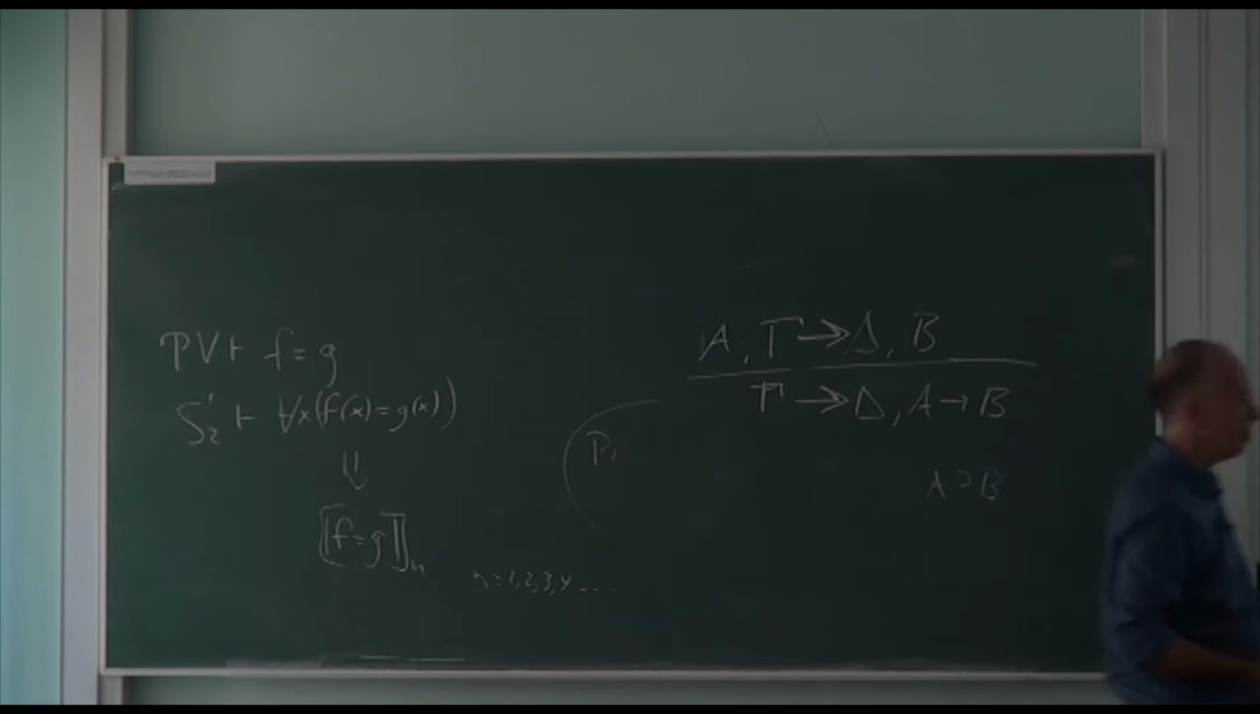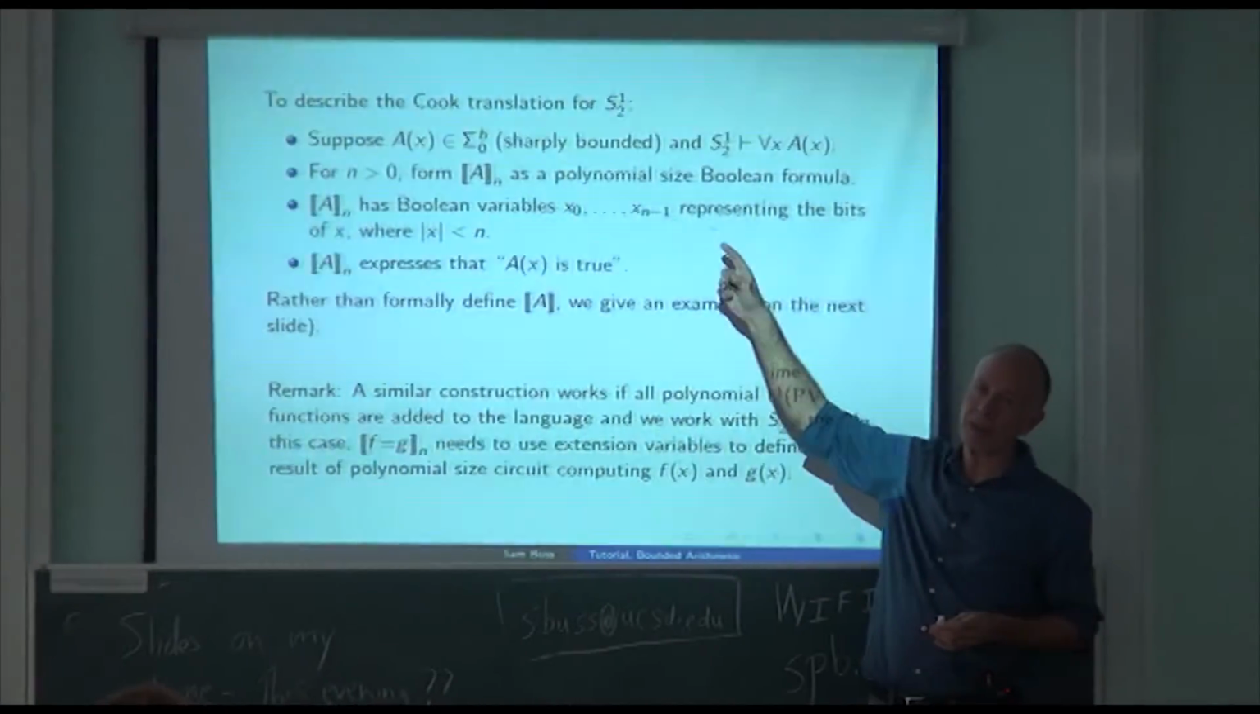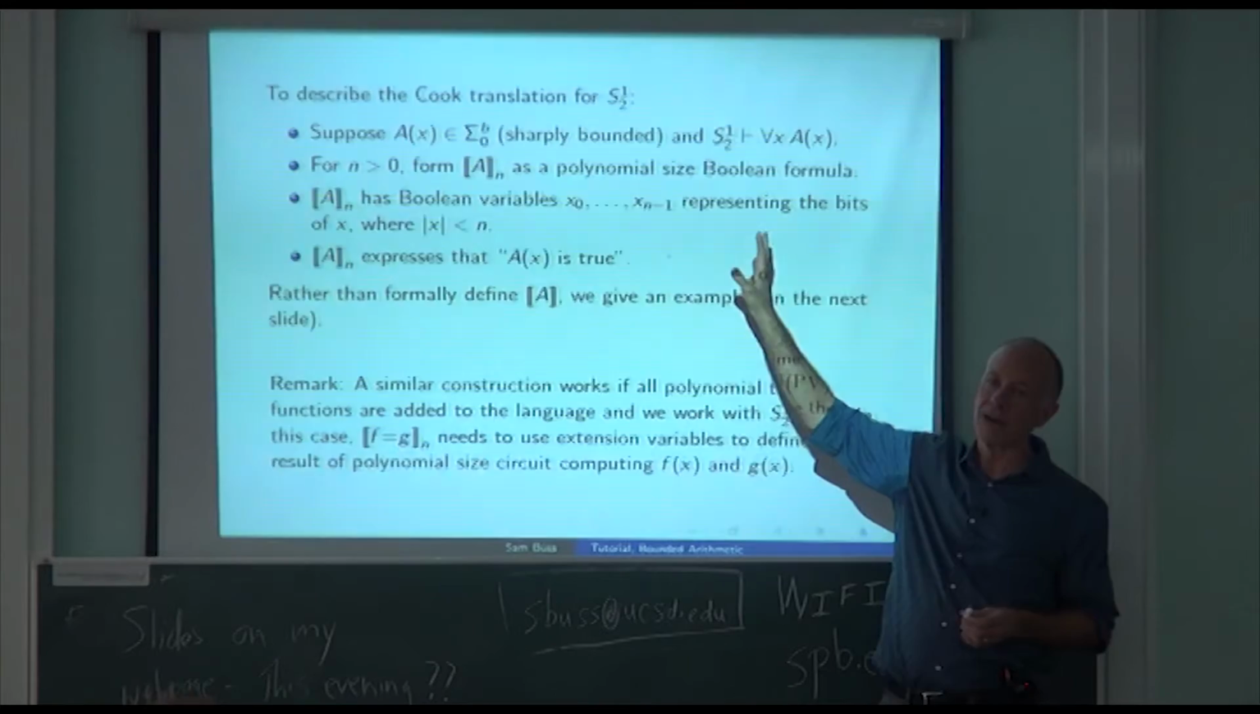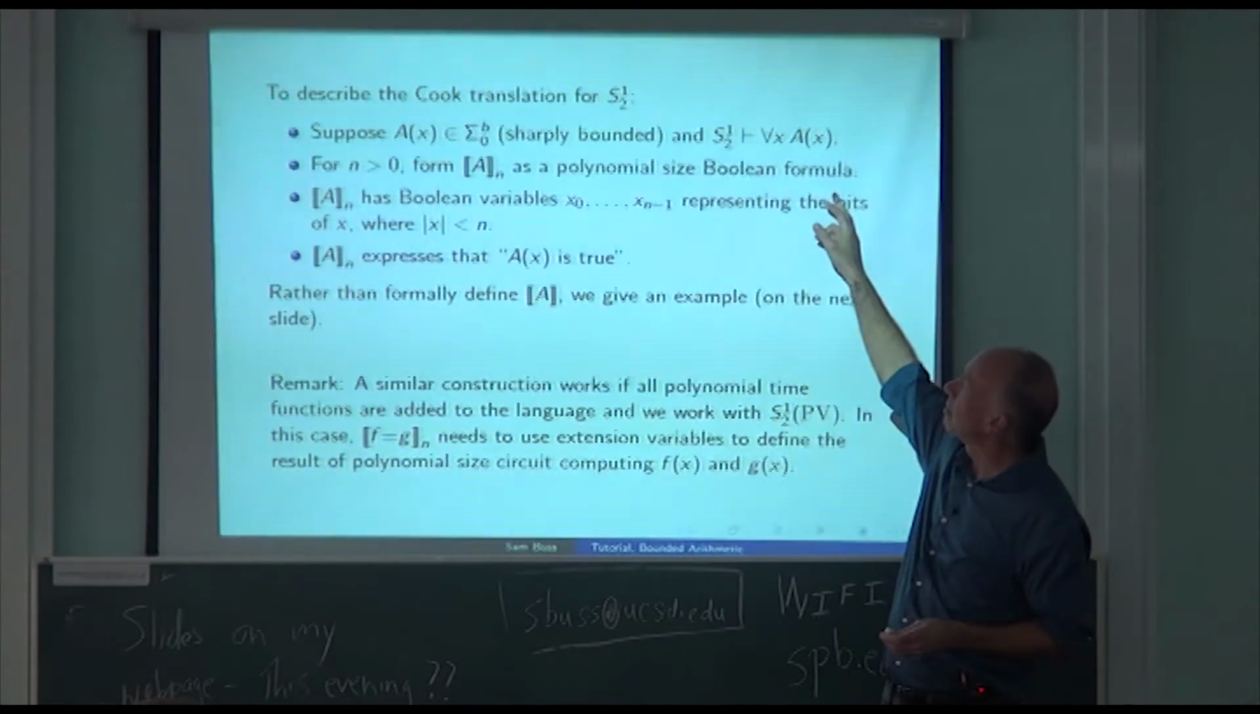Okay, so let me describe this a little bit better in the setting of S12. In S12, the construction changes a little bit. Basically, we're saying let's take a sharply bounded formula, sigma b 0, so all quantifiers are sharply bounded. Suppose that S12 proves for all x, A of x.